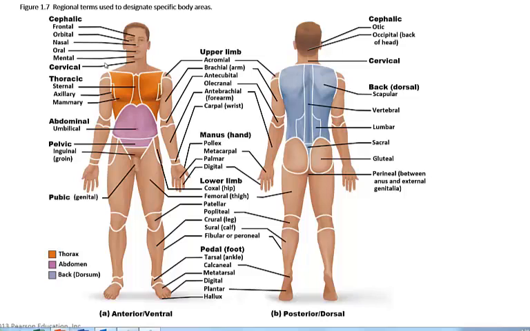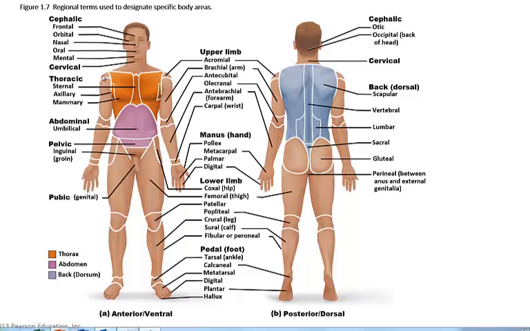Okay, we're going to go over the regional terms, and we'll start with the cephalic region. The frontal region is your forehead. Your eyes are called the orbital region. Your nose is the nasal region. Your mouth is the oral region, and your chin is the mental region. Your neck, we call that the cervical region, whether it's the anterior or ventral region of the neck or the posterior or dorsal side.